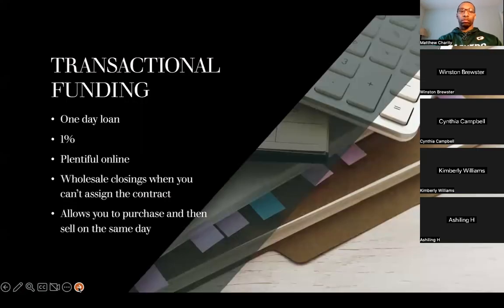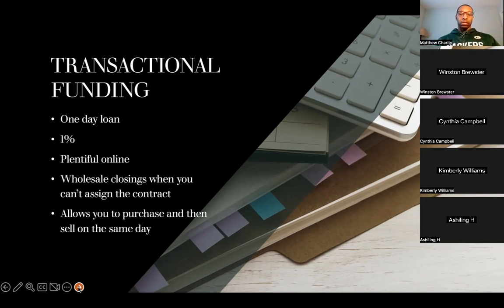Sure. All right. So transactional funding, and that's a really good place for this slide. That's the funding you would use to do that. If you're a wholesaler and for whatever reason you need to do a double close, transactional funding is essentially a one-day loan. There are tons of companies out there who do this. They almost all charge 1%. So if you find someone charging more, keep looking. When you can't assign the contract and you have to buy and close on the same day, they will lend you the money.